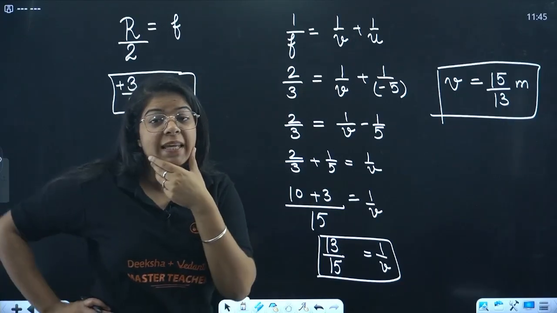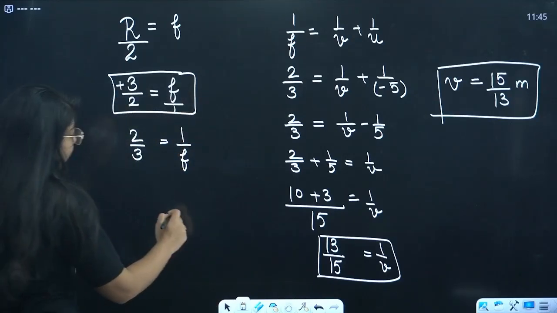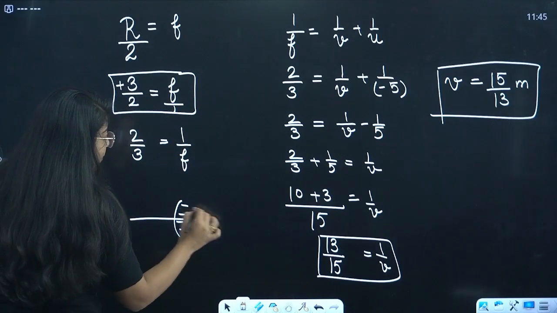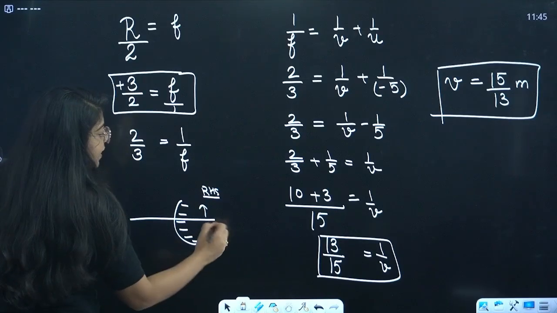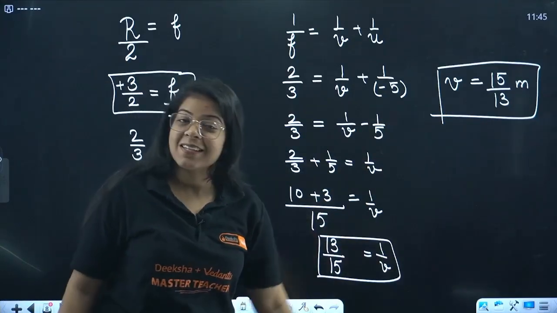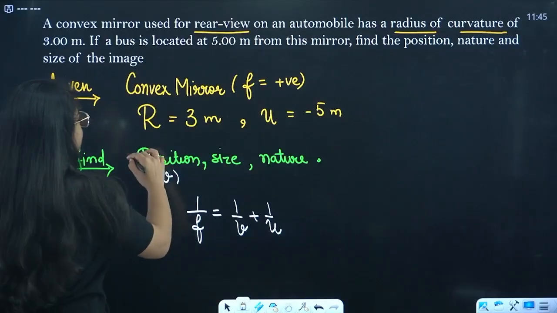Now ma'am, how do we think if our answer is correct, if I have to check? So beta, look at this. We are given a convex mirror. Now beta, we know in a convex mirror, the image is formed on the right hand side of the mirror, right? Right hand side is always positive. So V is positive. That means our answer is correct. Done. So we are done with the first part, that is position.